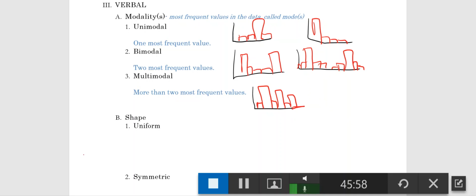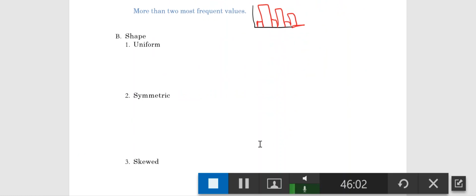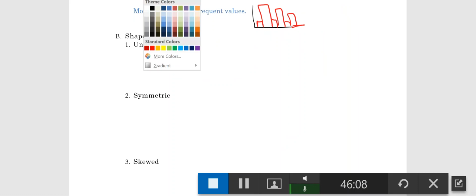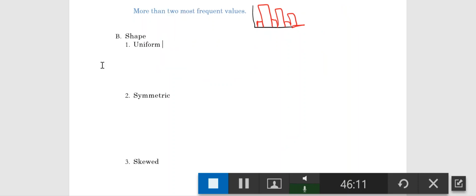so that's our first descriptor of what the data looks like. Let's move on to our next one, which is shape. This is going to be the overall shape that we're looking at. Use your best judgment. A distribution or graph that we are looking at is going to be uniform if the data looks like roughly all the same value.